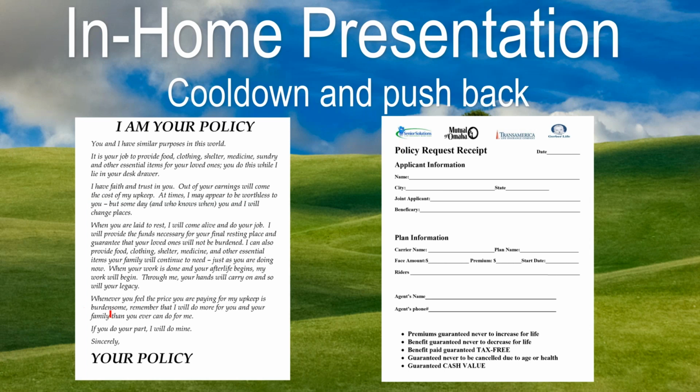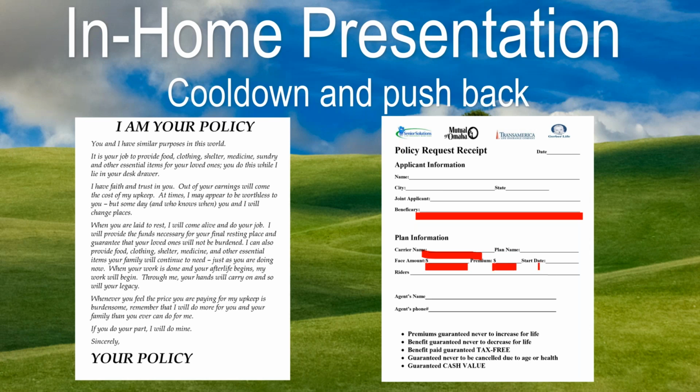And then the last thing you want to do is the policy receipt. Make sure you're putting their name in here, the city, state. If there's a joint application, in other words, if you're doing husband and wife, I'm going to list their beneficiaries here. I'm going to do the carrier. In this example, it's Transamerica. I usually just list immediate whole life right there. Face amount, let's say in this case it was 21,000.